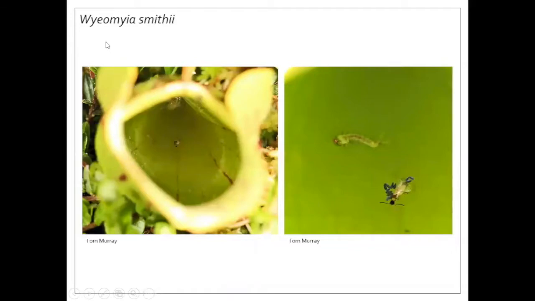And there's even a mosquito, Wyomyia smithii, that breeds inside pitcher plants. And this is the only location that you're going to find this mosquito. And you can see a close-up of that larva along with some eggs.